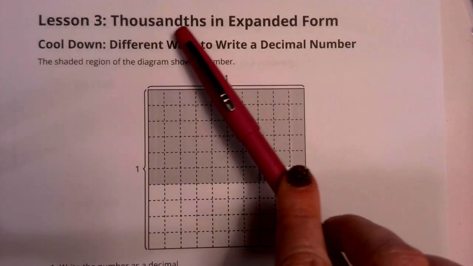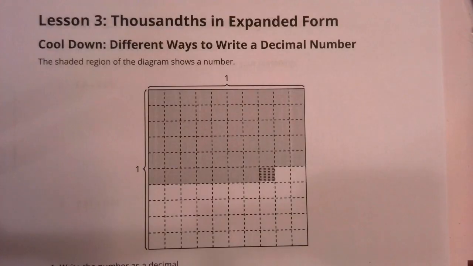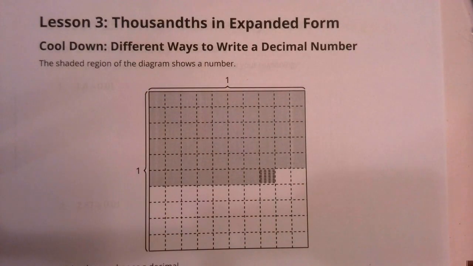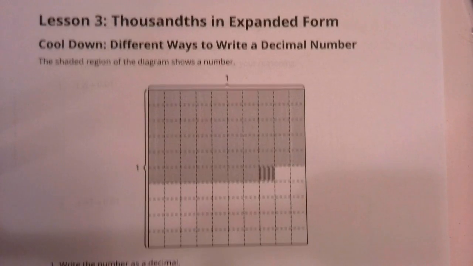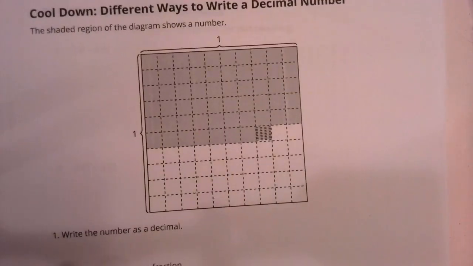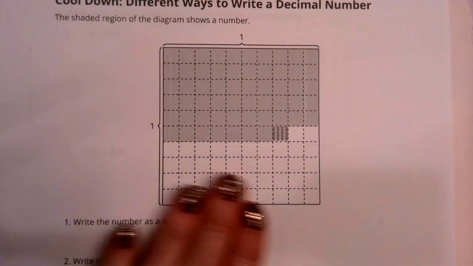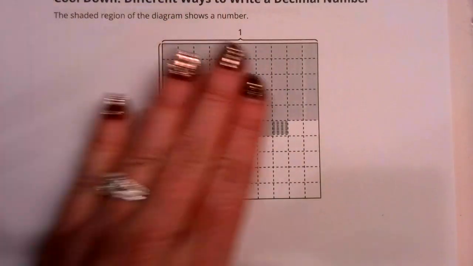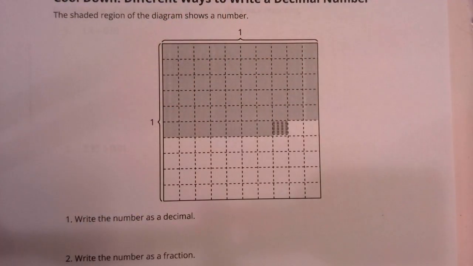We are thinking about thousands in expanded form. So first of all, we can note that here, the shaded region shows us a certain number. My first job is to write the number as a decimal. The first thing that I want to do is figure out if this whole square is a whole as it shows, how much of this whole is shaded.